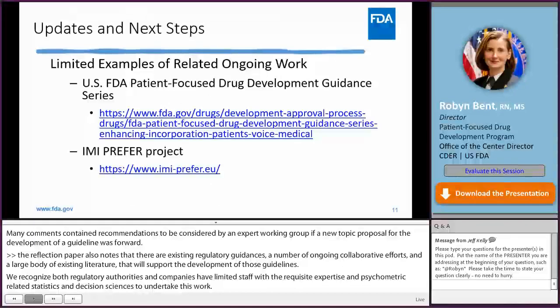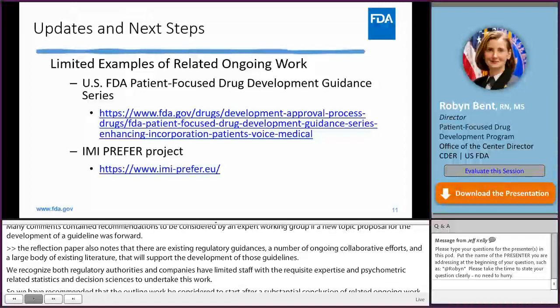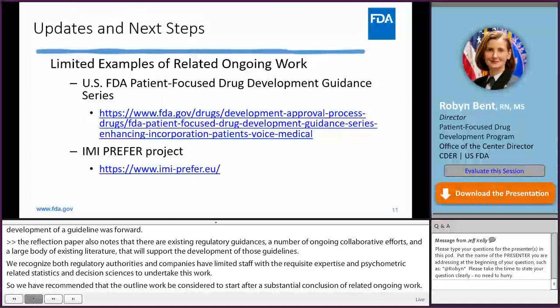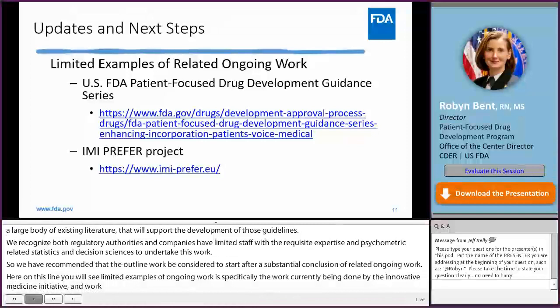And so here on this slide, you'll see some limited examples of the ongoing work. Specifically, we call out the work currently being done by IMI Prefer, the Innovative Medicines Initiative, and work being done here at the US FDA as we develop our patient-focused drug development methodologic guidance series. Although we do, of course, acknowledge that this is just a snapshot of the work that is being done in this space.